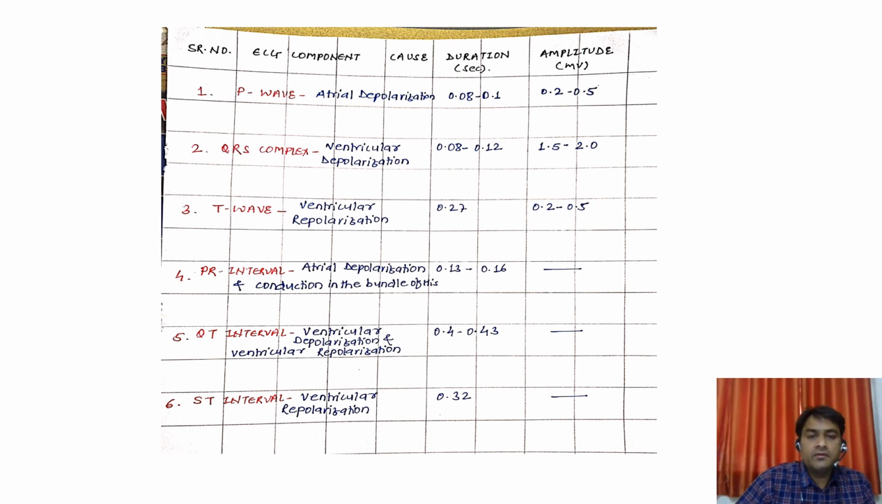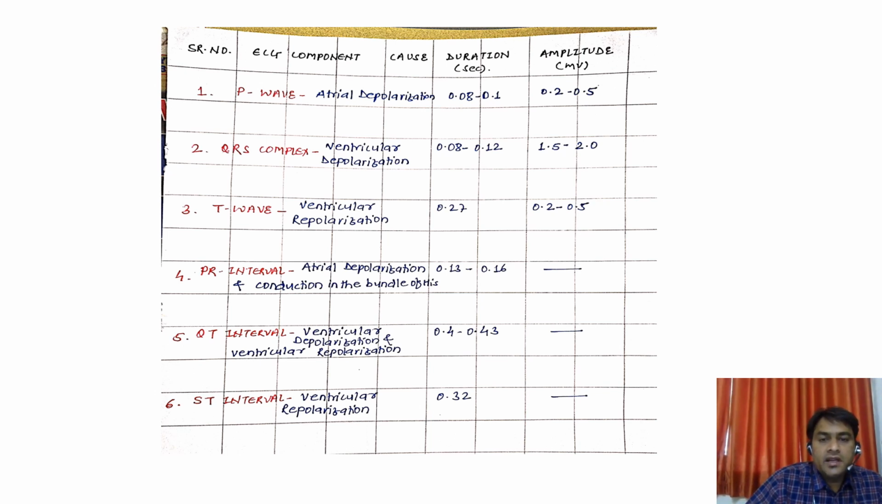And the T wave is because of ventricular repolarization. Its duration is 0.27 seconds, which means it is at least 2 to 3 times longer than the P wave. Amplitude is 0.2 to 0.5 millivolts, quite similar to that of the P wave.